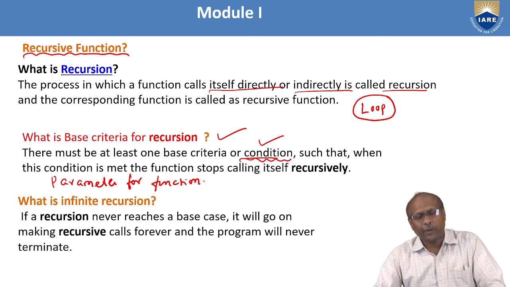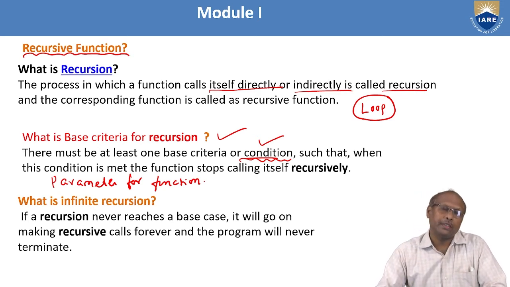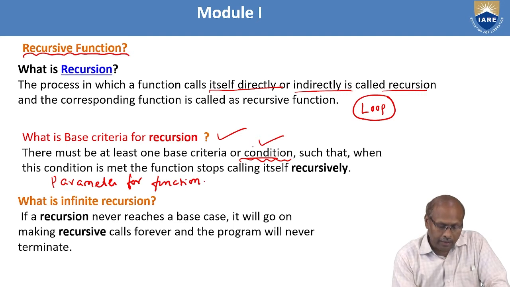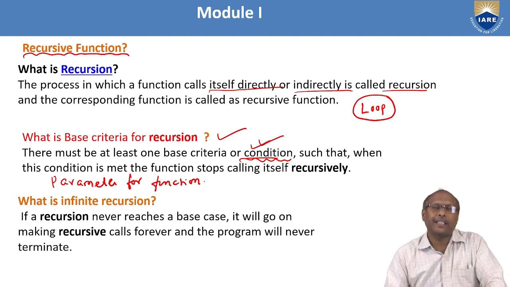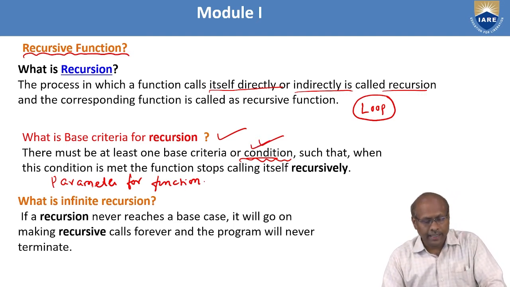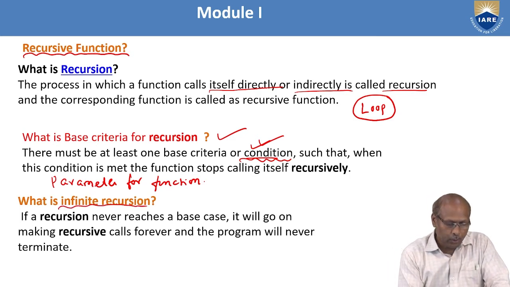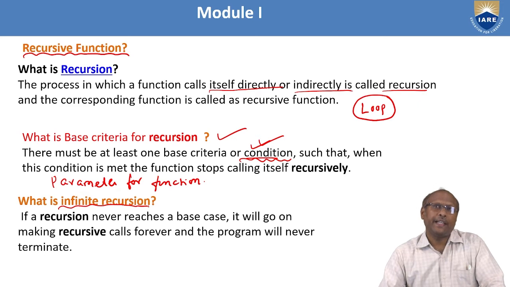If parameters are not passed properly, then it may also give wrong result. That's why the base criteria or base condition as well as parameters, these are the two important things you have to remember while writing the recursion. Second, there are two types of recursion actually: one is finite recursion, second is infinite recursion.